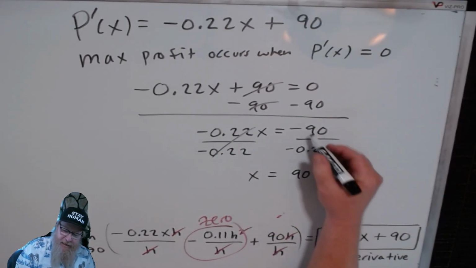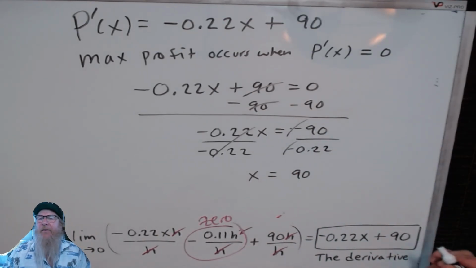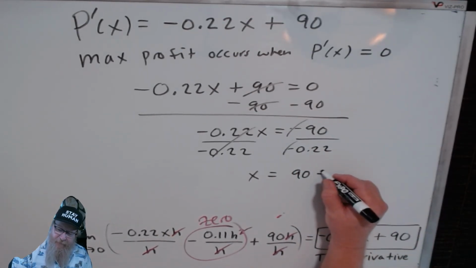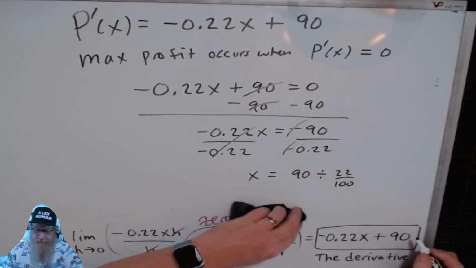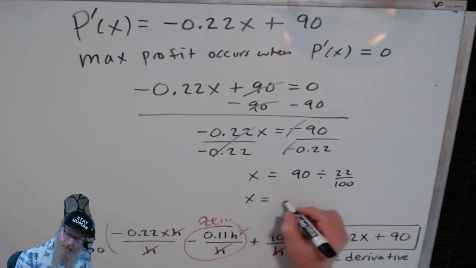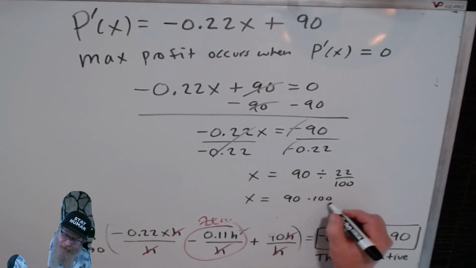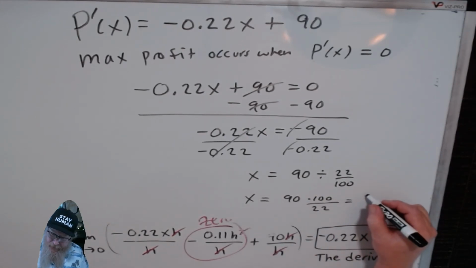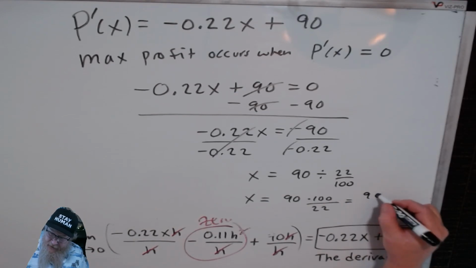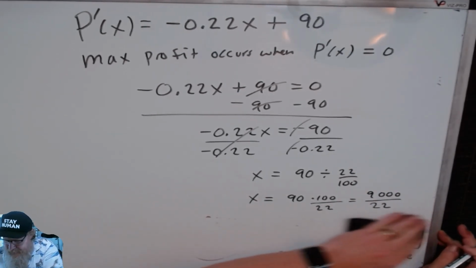So I get 90. This is a negative divided by a negative, so the negatives are going to cancel. Divided by 22 hundredths, which is 90 times 100 22nds, which is 9,000 over 22.